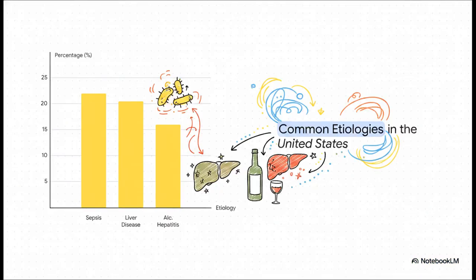So, statistically speaking, what's actually making our patients sick? In the US, the data is pretty revealing. Sepsis actually leads the pack, causing about 22% of these cases. Decompensated chronic liver disease is right on its heels at 20.5%, and alcoholic hepatitis accounts for 16%. Just those three alone make up a huge chunk of the cases you'll see. Keeping these probabilities in the back of your mind really helps anchor your expectations.